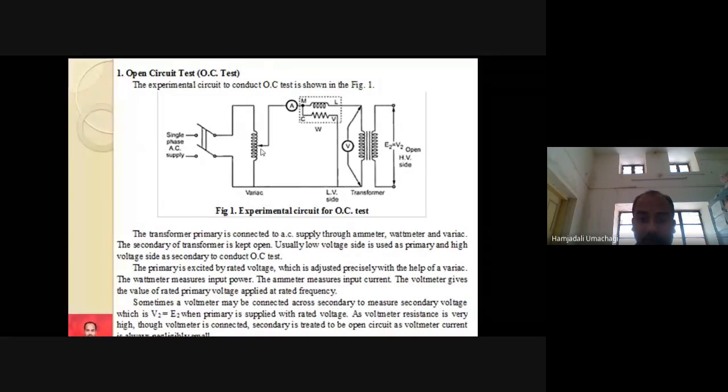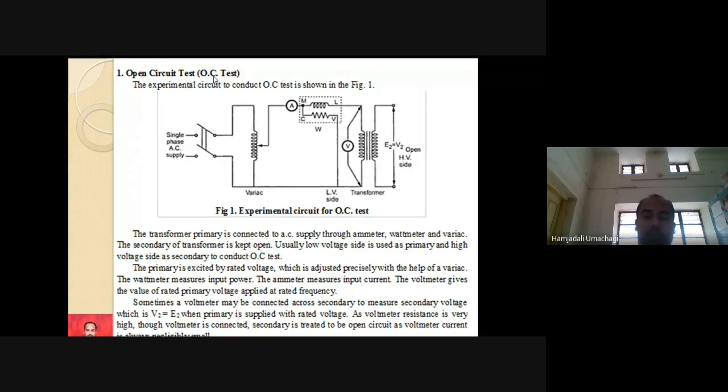Whenever we change the voltage levels here, we can observe that change using this voltmeter. So if its rated voltage is 230, you need to vary the dimmerstat such that this voltmeter reads 230. Once it reads 230, stop at that point. Then simply note down the no load current I0, the no load power W0, and the no load voltage V0. Then your open circuit test is over.